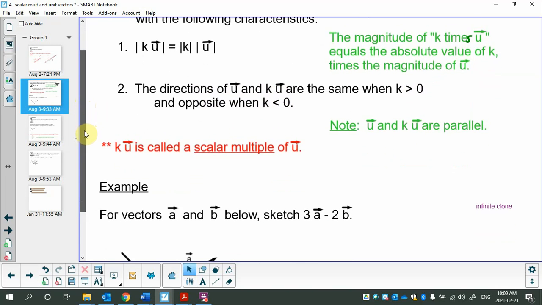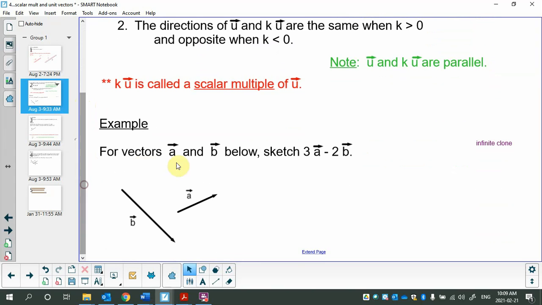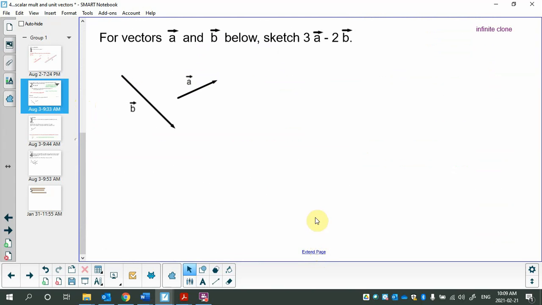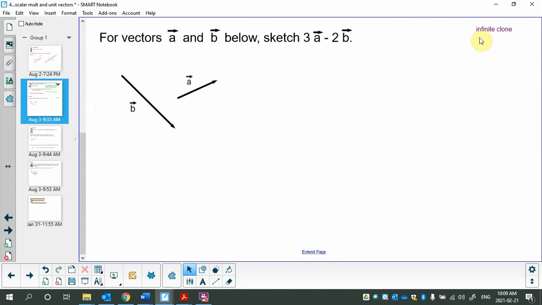So here is an actual question. So a thinking question rather than application. And again, I've infinitely cloned it. So I've decided that this is A and this is B. Those are the directions, those are the lengths. And I had to lock them in so that I didn't swing them around in any direction. So I want to make 3A minus 2B. So this is a sketch.